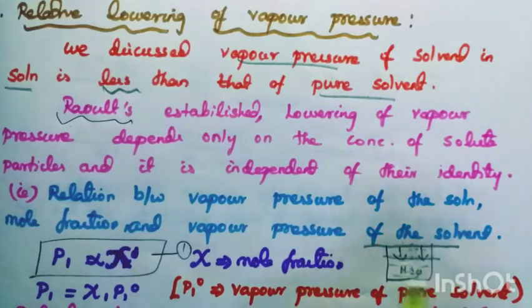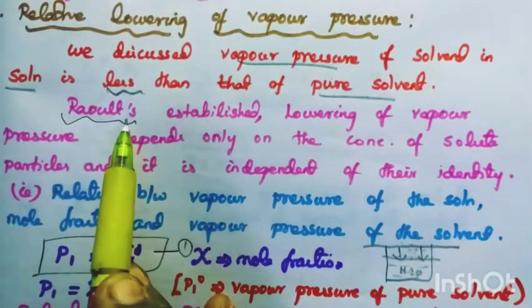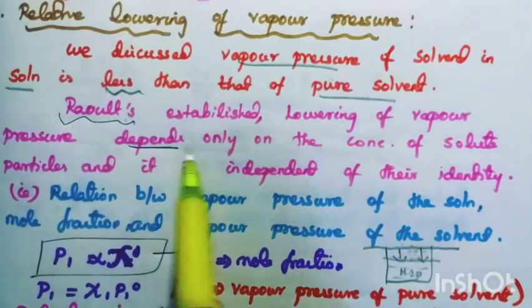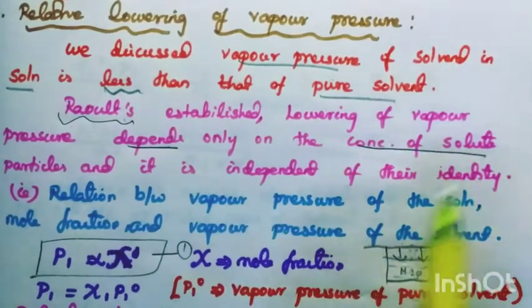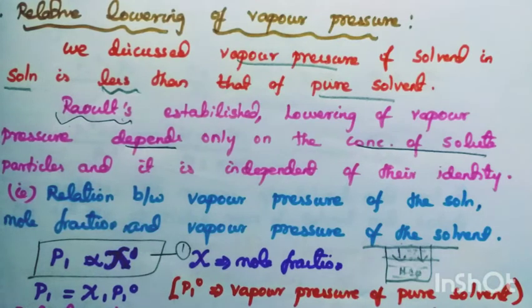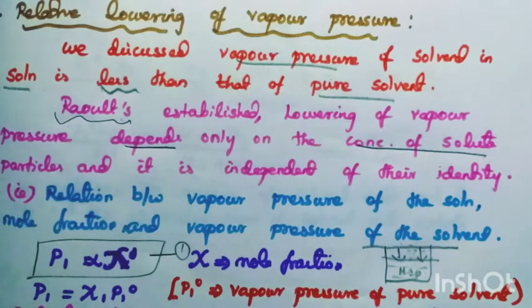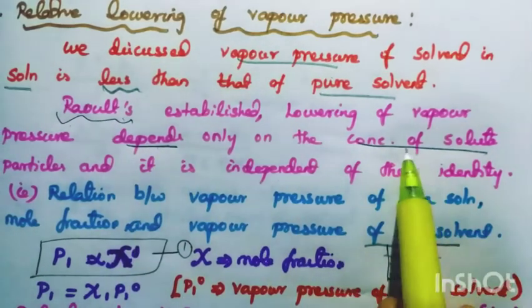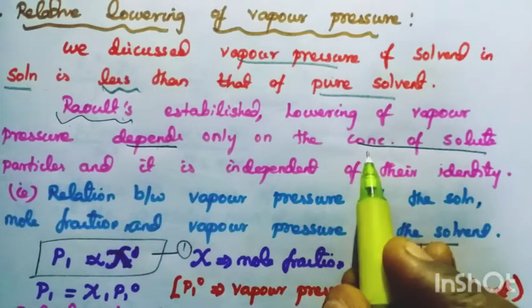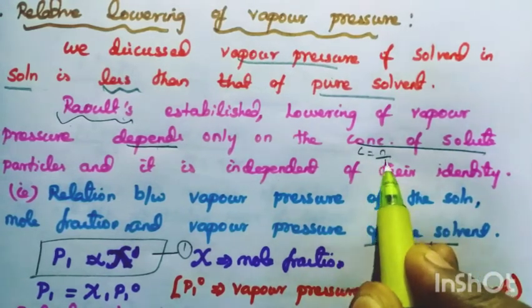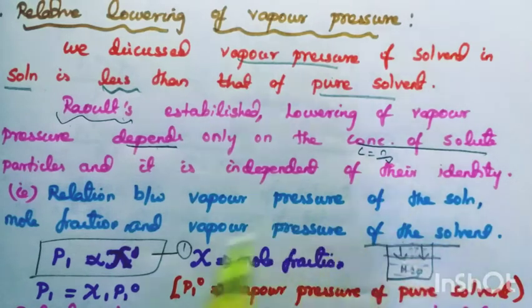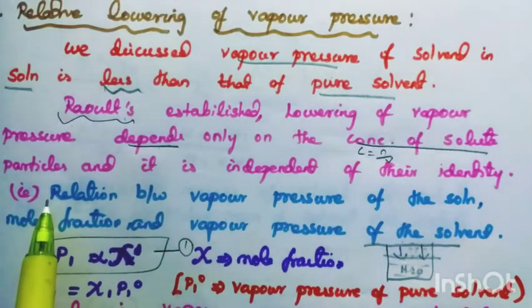This is explained by Raoult's law: the lowering of vapor pressure depends only on the concentration of the solute, and it is independent of its identity, that is, its nature. It depends only on the concentration. What is concentration? C is equal to n by V, the number of moles in 1 liter. That is what it explains.